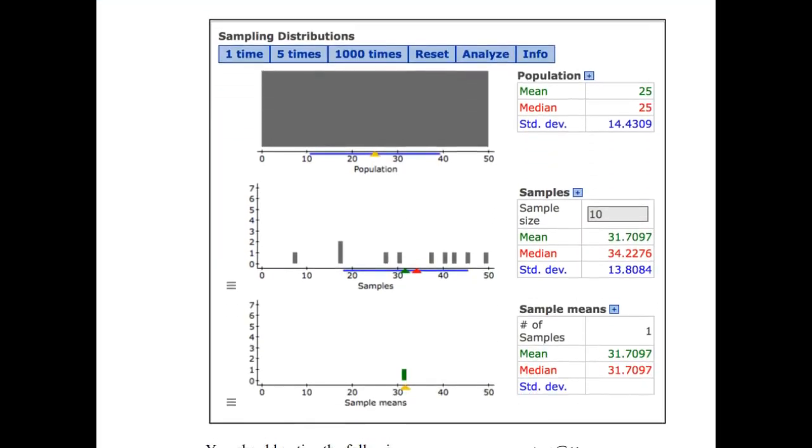And then in the third trial that's in the textbook, here again we started with the same population uniform distribution over 0 to 50, so the mean of that distribution, so mu, is 25. Again, we took a sample size of 10, so little n is 10. And we took one of those samples, and we got an x bar of 31.7097.